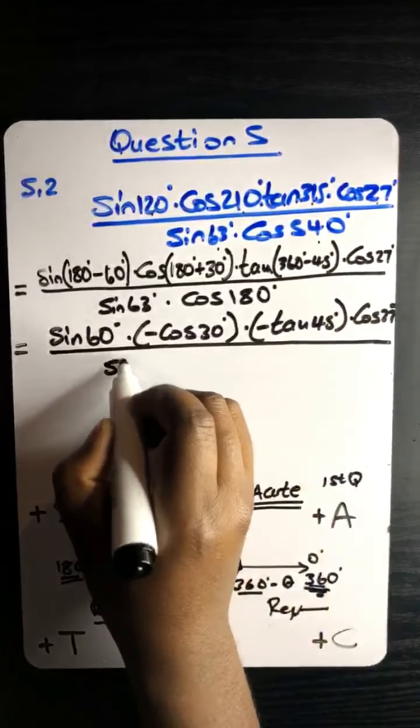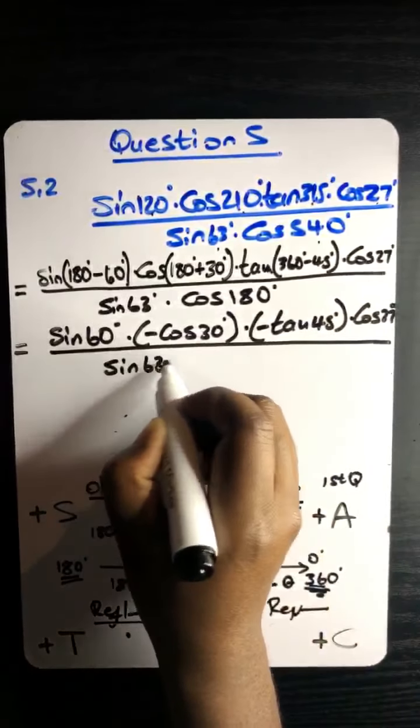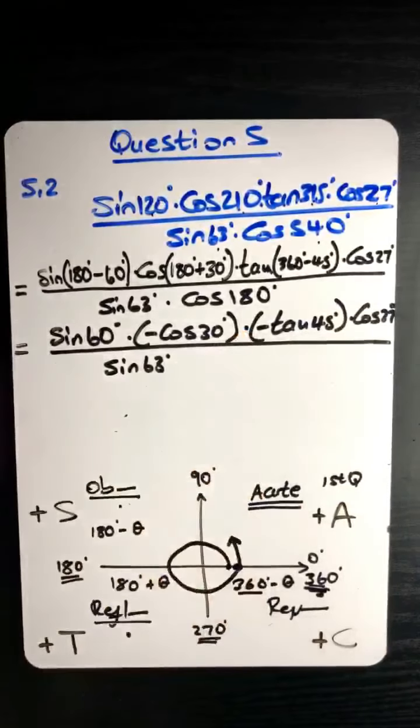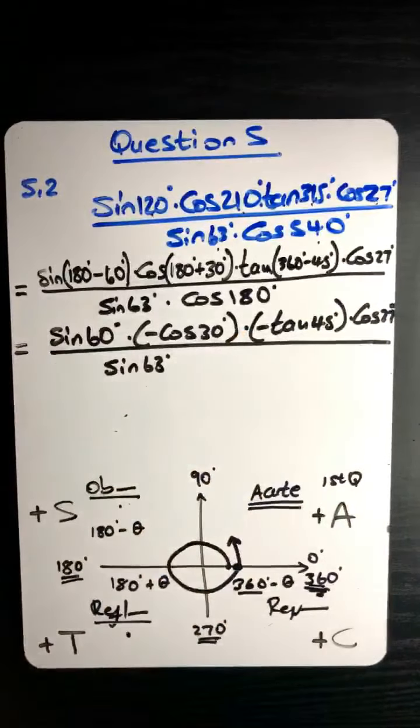All of that over, what are we having? We still have sine of 63. I'm not sure, guys. Cos of 180, do we not know what that is? Can we not work out that one? Is there someone who knows what cos of 180 is?